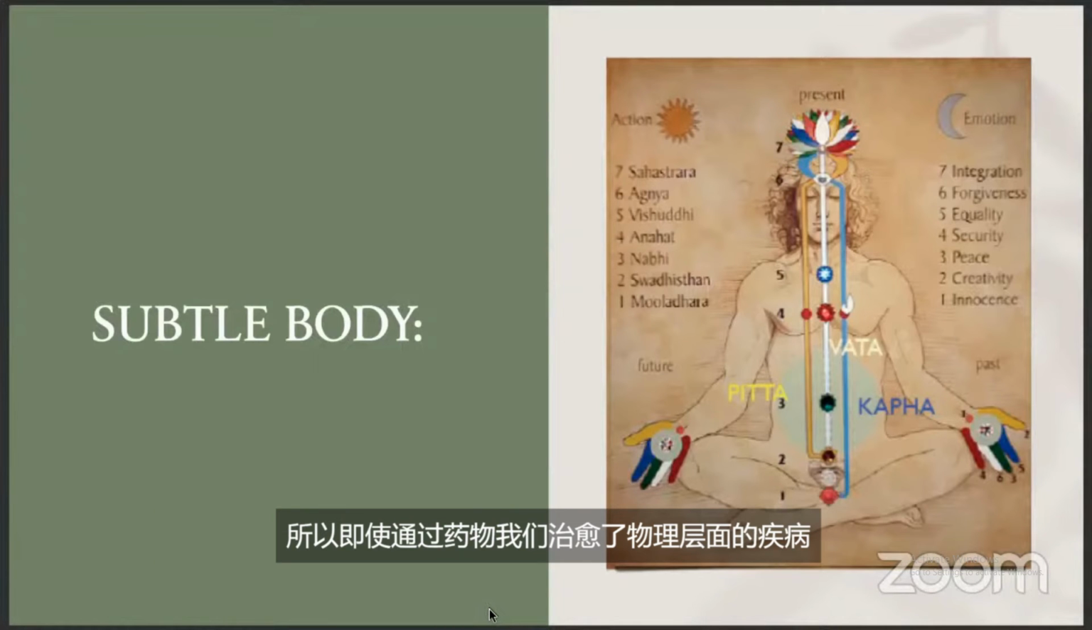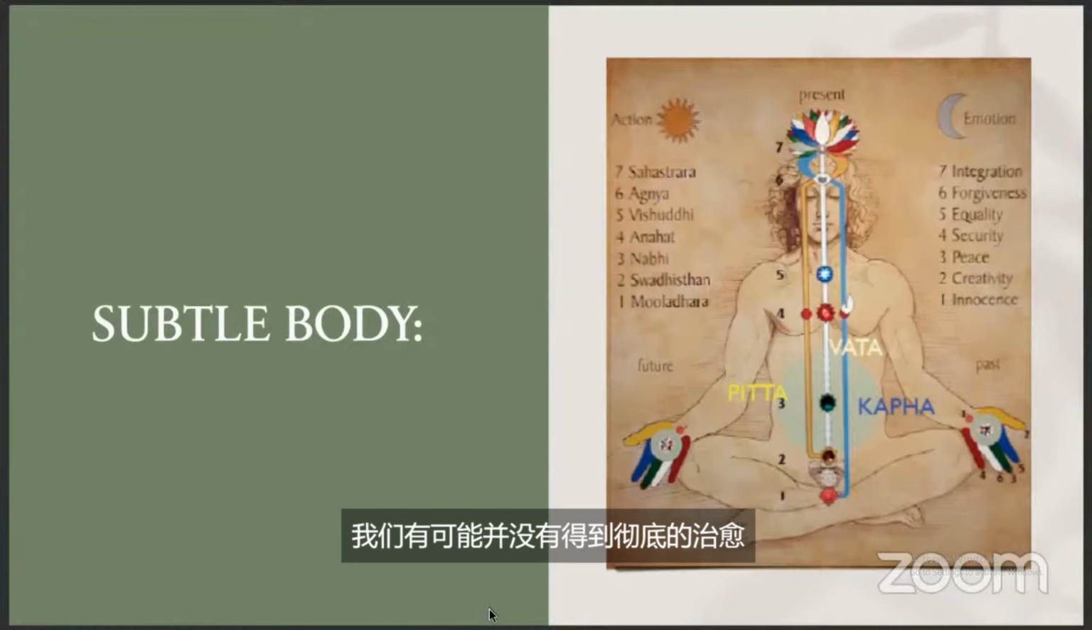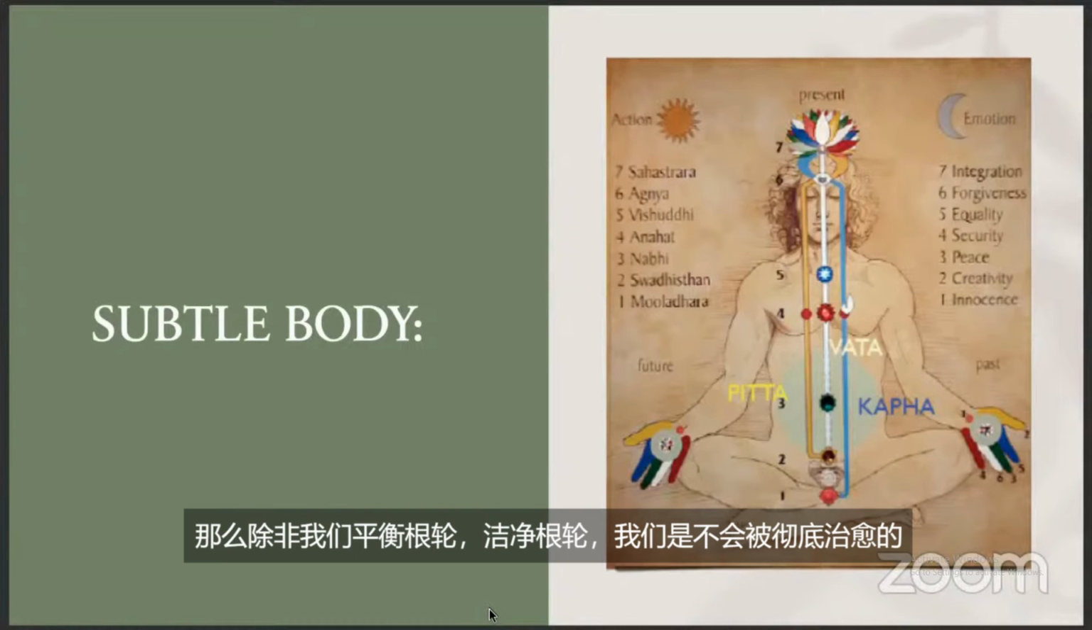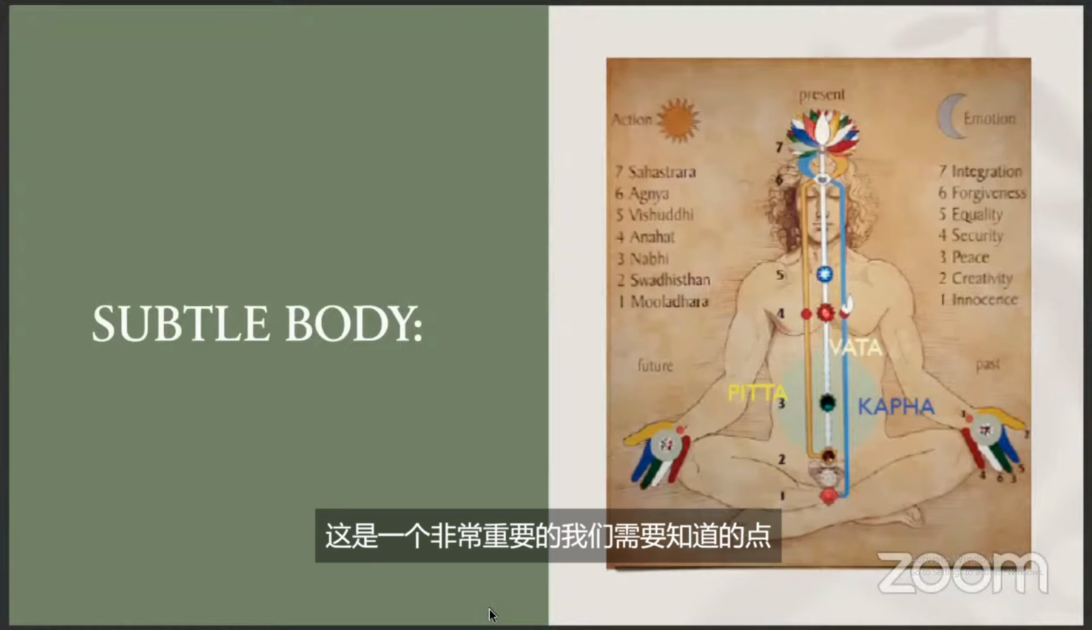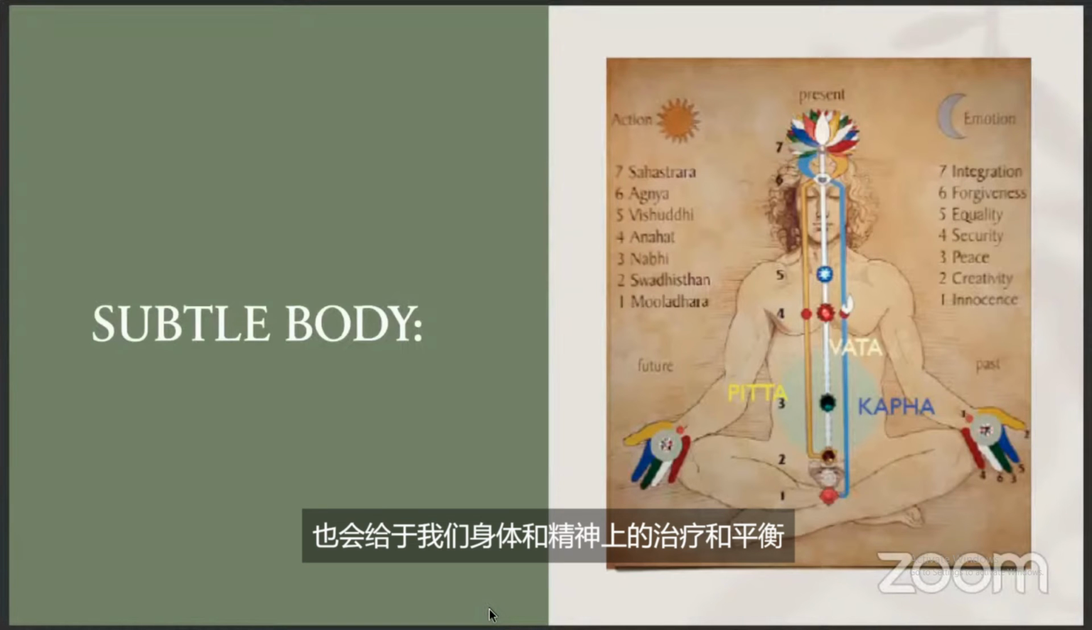Even though medically we try to cure them and bring balance to the earth element with herbal medicine or diet or physical exercise, we might not get a complete recovery, because if the imbalance is in Muladhara chakra, then unless we cure, balance and purify our Muladhara, it won't work. So that is the important point we have to know: if the healing or balance comes from the subtle system in the 5 elements, it can bring healing and balance at the physical and mental level.